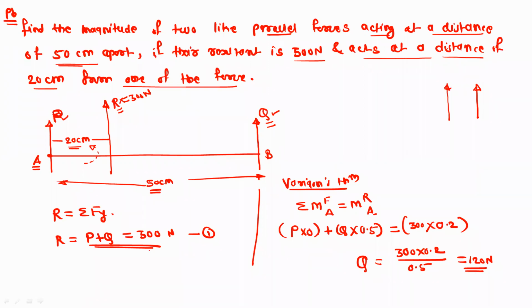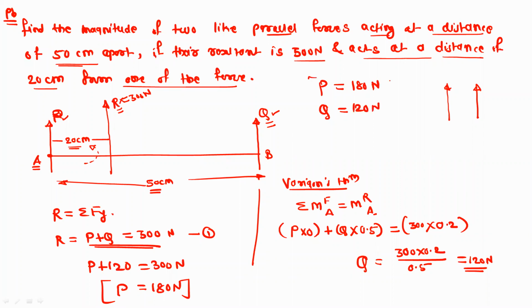Now put the value of Q in the first equation. So we will get P plus 120 is equal to 300 Newton. So P is equal to 180 Newton. So these are the magnitudes for the forces P and Q, which are the like parallel forces. P is 180 and Q force is 120 Newton. So if you add these two forces, we will get the resultant, which is 180 plus 120, equal to 300 Newton. Okay, so I hope this problem is clear.